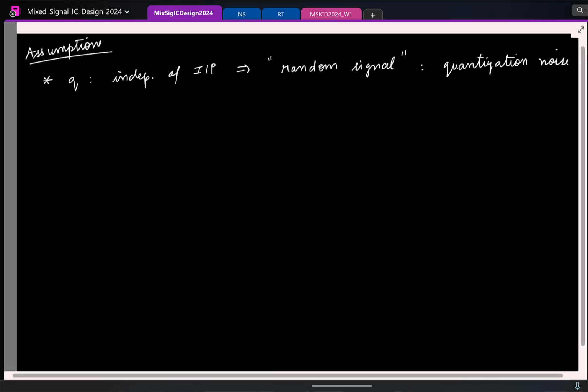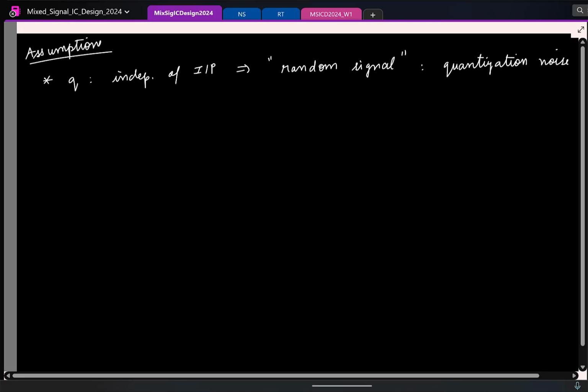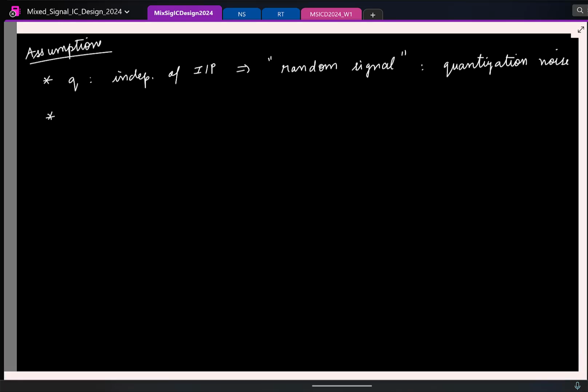So that's the first assumption we make. Now that we have declared this to be a random signal, how do you analyze random signals? Use some kind of statistical measures. So we need to say something about its probability density function. Again, you are in the process of making assumptions.